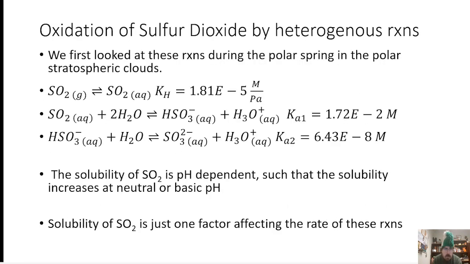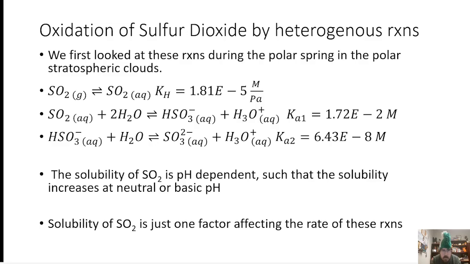Now, the other mechanism is a heterogeneous reaction. So it means we're having a gas phase reacting with a different phase, in this case, the aqueous phase. We will look at these reactions during the polar spring and the polar stratospheric clouds. That's when we first saw this. First, SO2 in a well-mixed gas dissolves into water droplets, and that's controlled by the pressure.